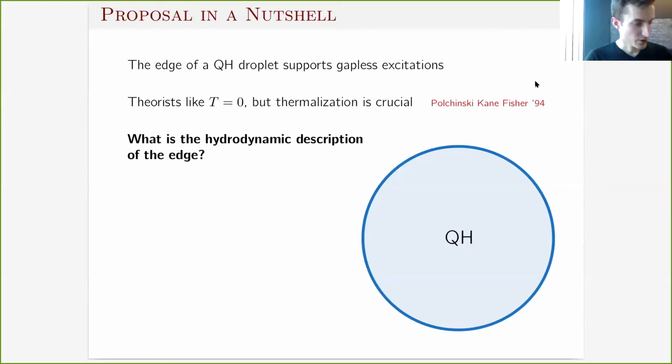Okay, so in this last part, I'd like to focus on the edge of quantum Hall systems. As we all know, these edges support gapless excitations, and sometimes they're formulated in terms of CFTs or chiral liquid channels. As theorists, we often like to think of the edge at zero temperature. But on the other hand, it's been known for a while that thermalization is crucial to explain experiments.